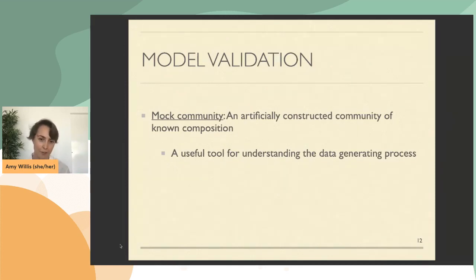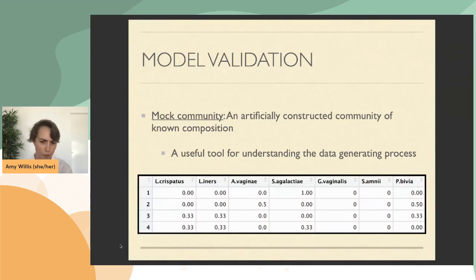And so a great tool that we have for evaluating assumptions in microbiome studies are mock communities. So mock communities are artificially constructed communities of known composition. You know what's in a mock community because of their construction, and their construction can be validated using optical density measurements, for example, and other cell counting types of tools. And so a mock community data set might look as follows. So we might see in this first sample here that our community is comprised 100% of Streptococcus agalactiae. Our second sample is comprised 50-50 of Atopobium vaginae and Prevotella bivia. And then samples 3 and 4 are 1-to-1-to-1 mixtures of 3 other taxa.